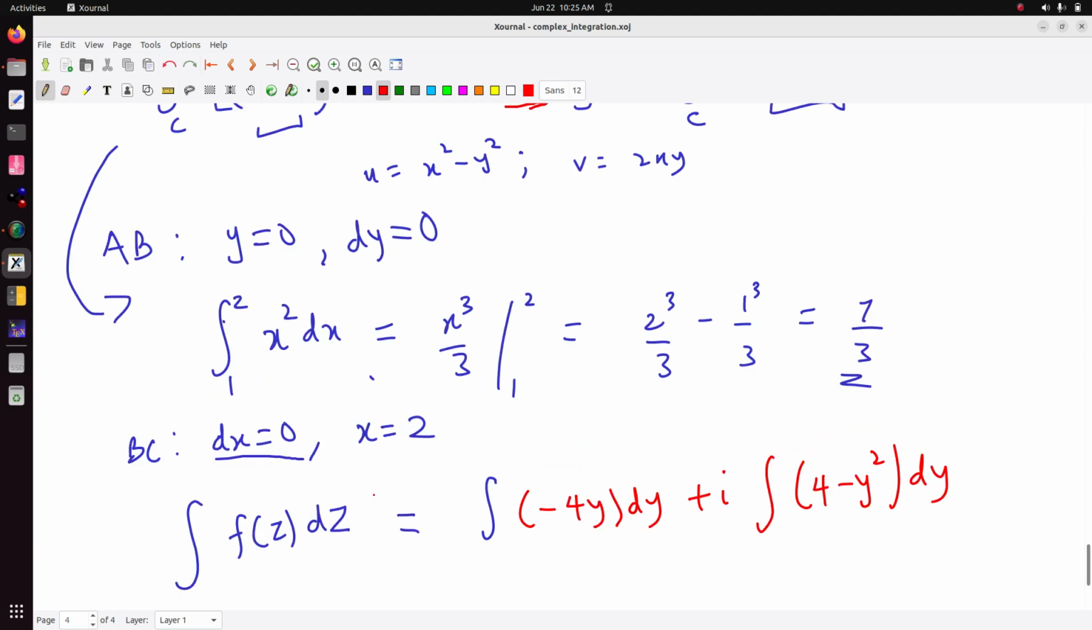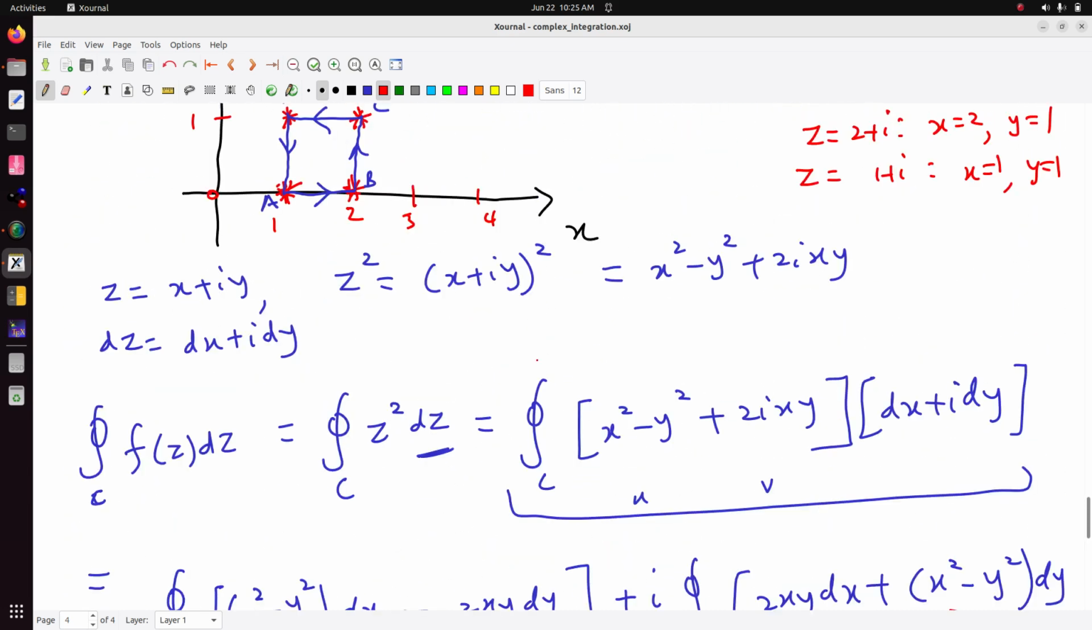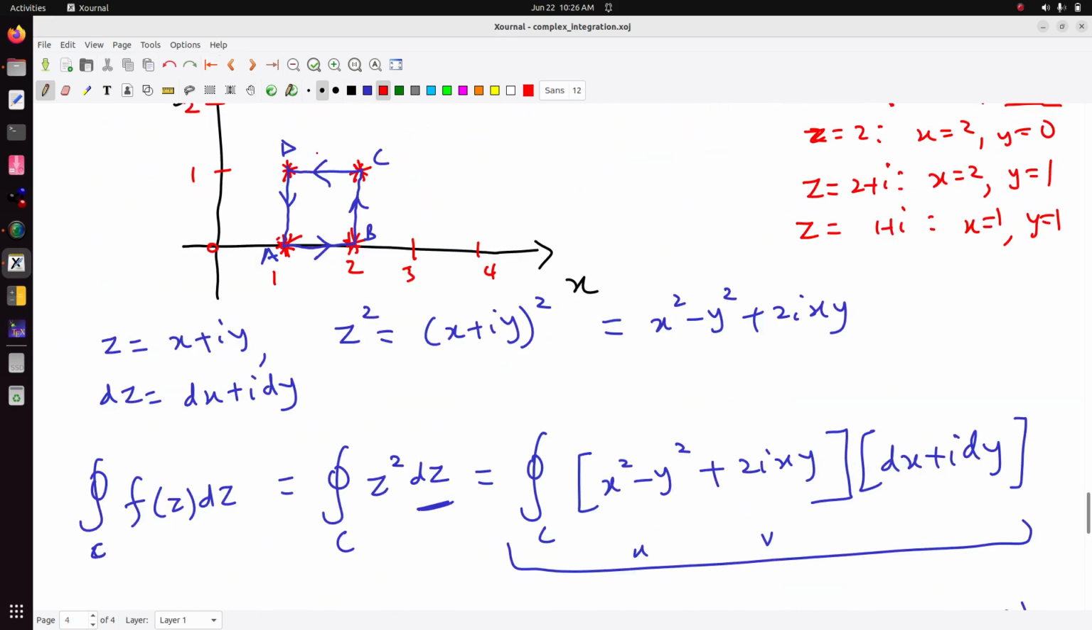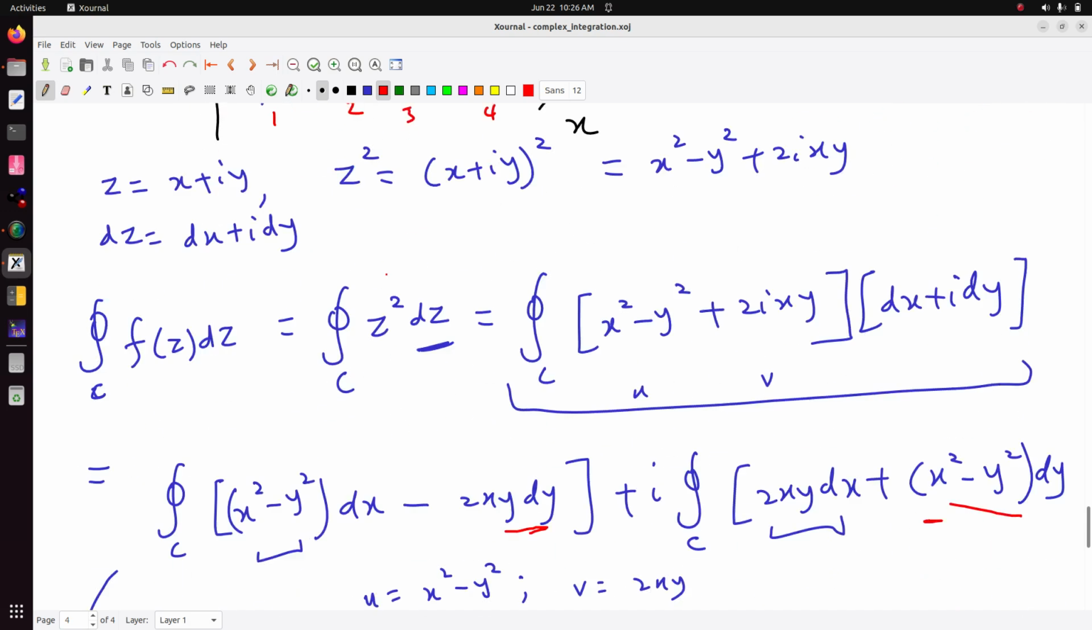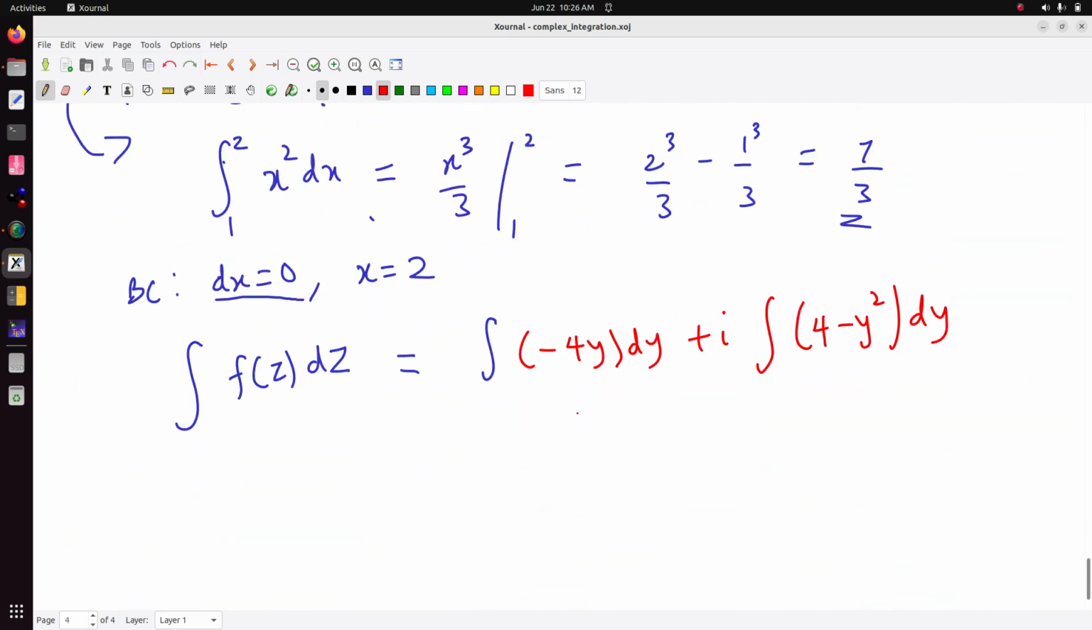Okay, now the limit of integration we know is with respect to y. So how does y change here? How does y change from b to c? At b, y is 0. At c, y is 1. So the limit of integration will be from 0 to 1.